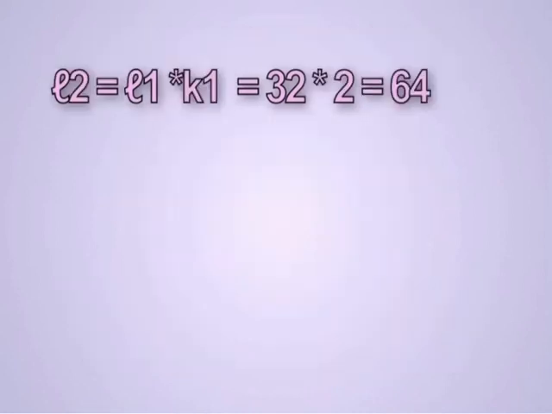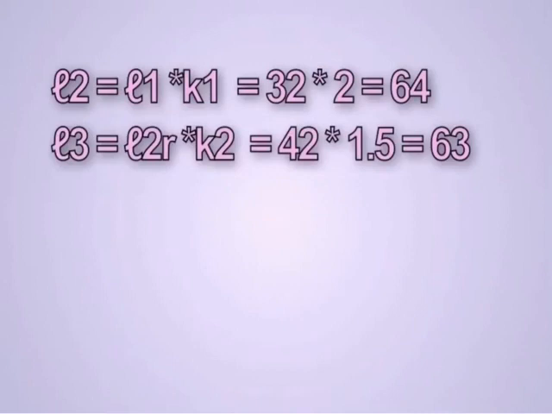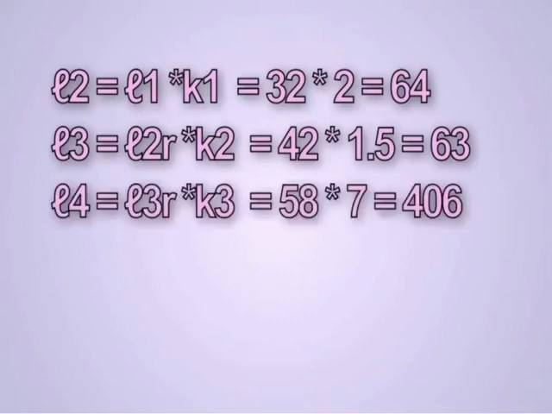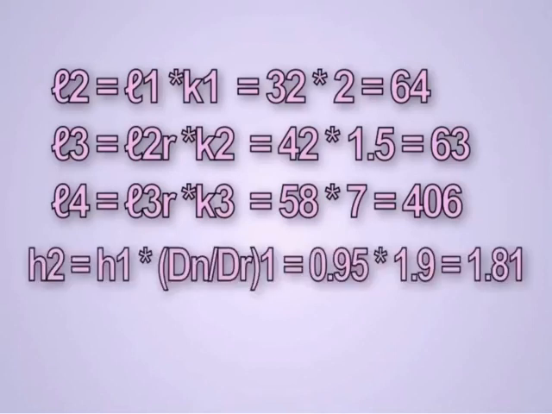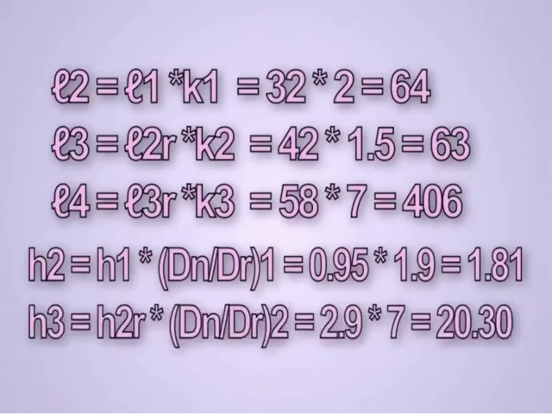So let's go on to the calculation. ρ2 equals ρ1 times K1, which gives us 64. ρ3 equals ρ2 replacement times K2, which gives us 63. ρ4 equals ρ3 replacement times K3, which gives us 406. For H2, that is the thickness of the second layer, that equals H1 times the NDR1, which gives 1.81. The thickness of the third layer equals H2 replacement times the NDR2.